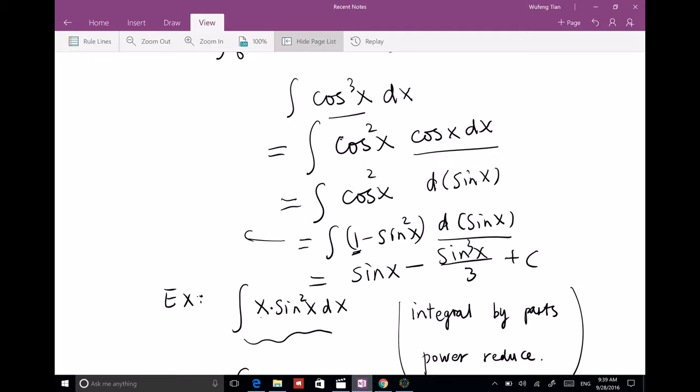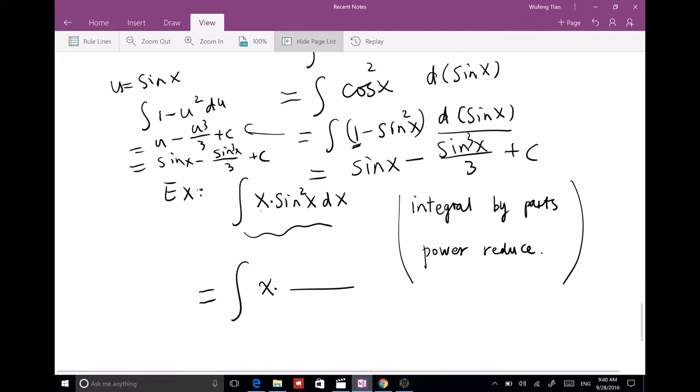Or if you use u substitution, if you do u equals sine x, the whole thing will be just 1 minus u squared du. And the answer is u minus u cubed over 3 plus c. Then you put u back as sine x, so it's sine x minus sine x cubed over 3 plus c. You will have exactly the same answer. That's how you do cosine x cubed. Sine x cubed will be the same thing. You put one sine x aside and use that as a derivative, change the rest to 1 minus cosine x squared, and you do exactly the same procedure.